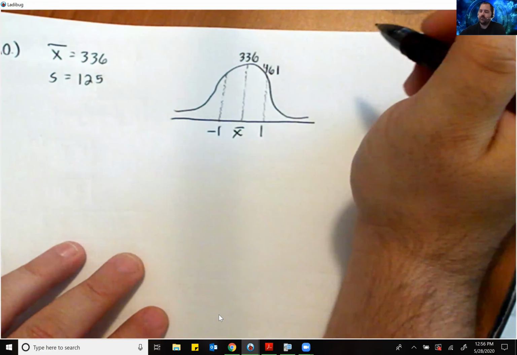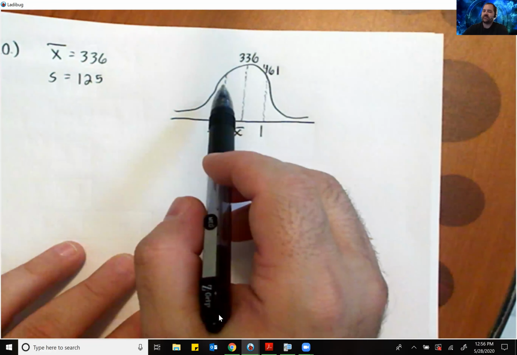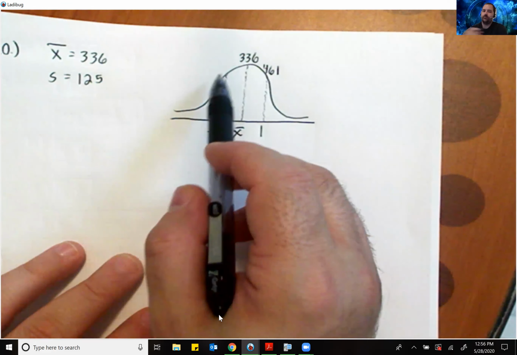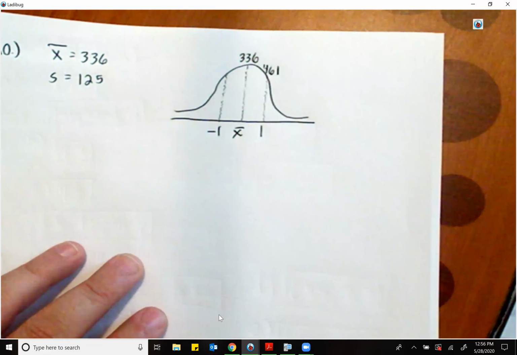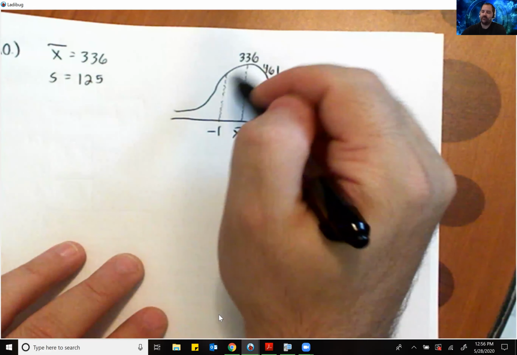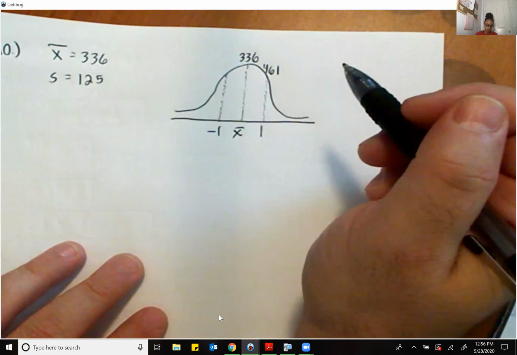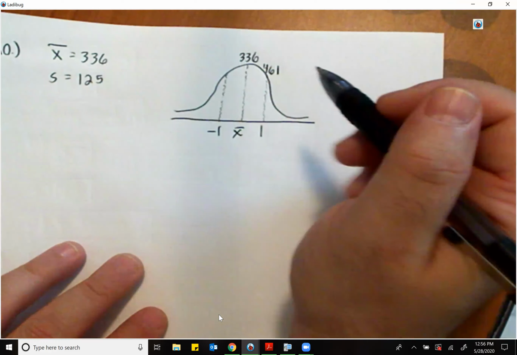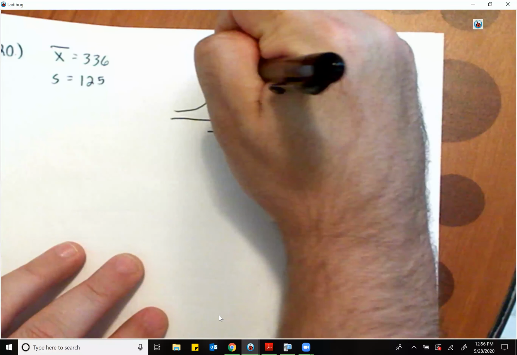What would be one standard deviation below? Minus 125. 336 minus 125. You got it. 211.